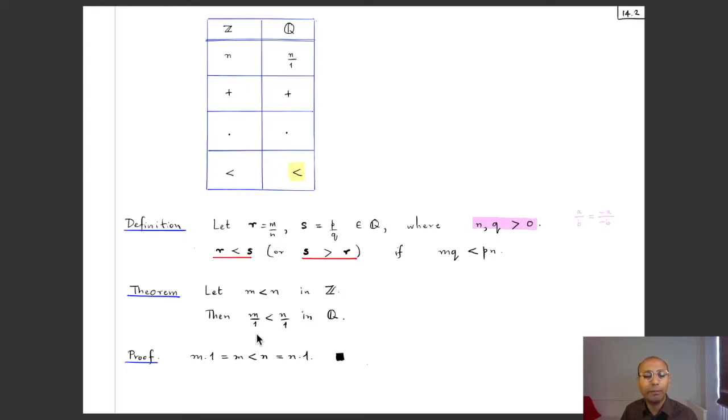In other words, m by 1 is strictly less than n by 1 in Q, so this is the order relation in Q. Okay, so to check this, well, this 1 is already positive, so all we have to do is to check whether m times 1 is strictly less than n times 1 by this definition. And that's of course true because m times 1 is m and n times 1 is n, and of course m is strictly less than n because that's the hypothesis that these two integers are in this order. So this is true, and so this is an extension of the order relation in Z.